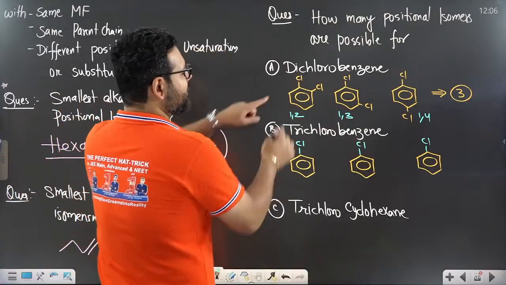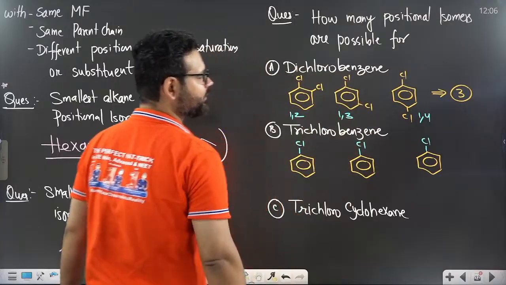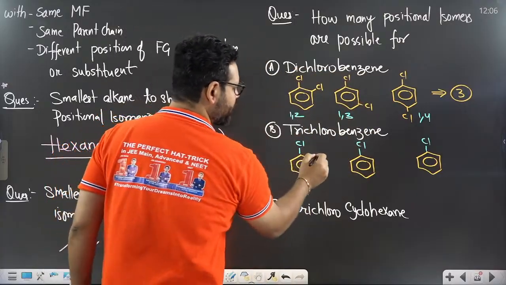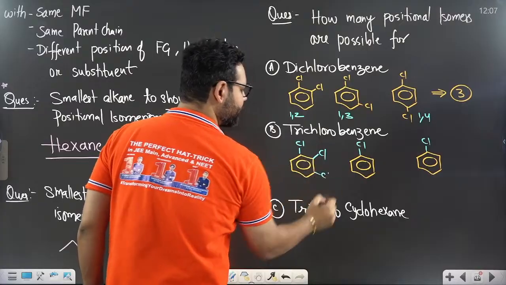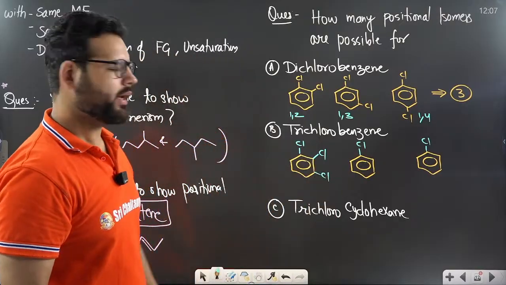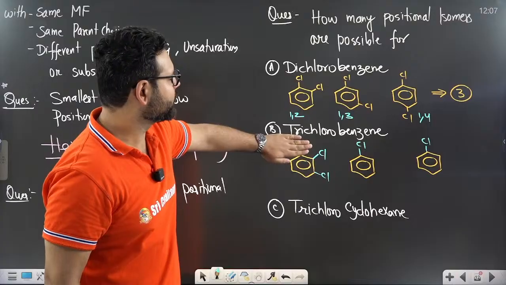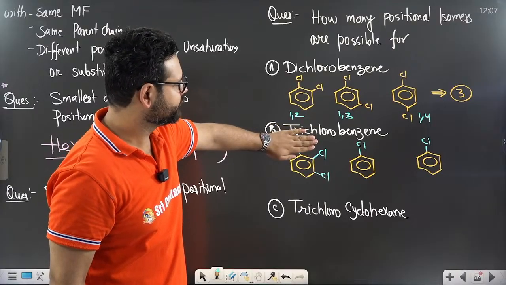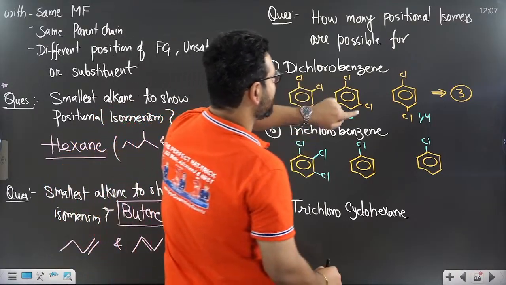Next two chlorines can be like this, can be like this, can be like this. Next two chlorines can be next to each other. 1, 2, 3. Okay. Keeping one chlorine fixed, next chlorine can be ortho to each other. Correct. Next chlorine can be meta to each other.